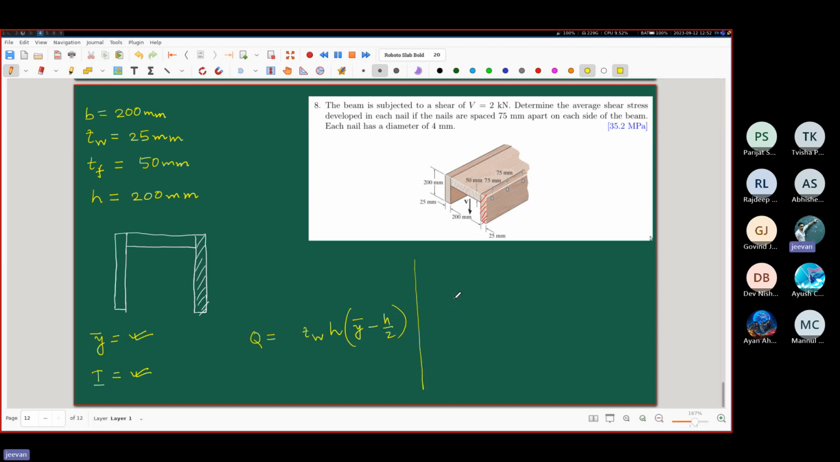For the calculation of everything to do with the nails, force in the nails, force per unit length, will be this F by S. Fine. This should be equal to what? Force per unit length is like the shear flow. So this will be equal to VQ by I. Right? Is it not?